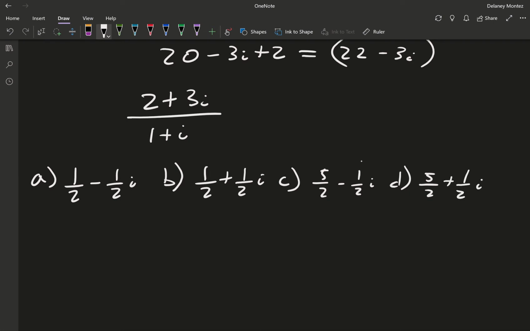Right? So they're going to give us one of these three options, and one of these options is going to be equal to this. So you want to go ahead and attempt it, pause the video and come back. Okay, so with this, what we're dealing with is we want to get a real number.